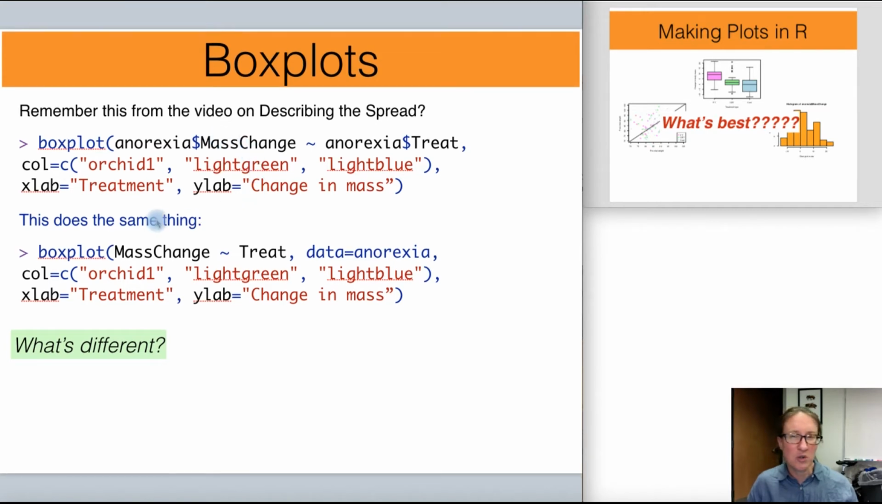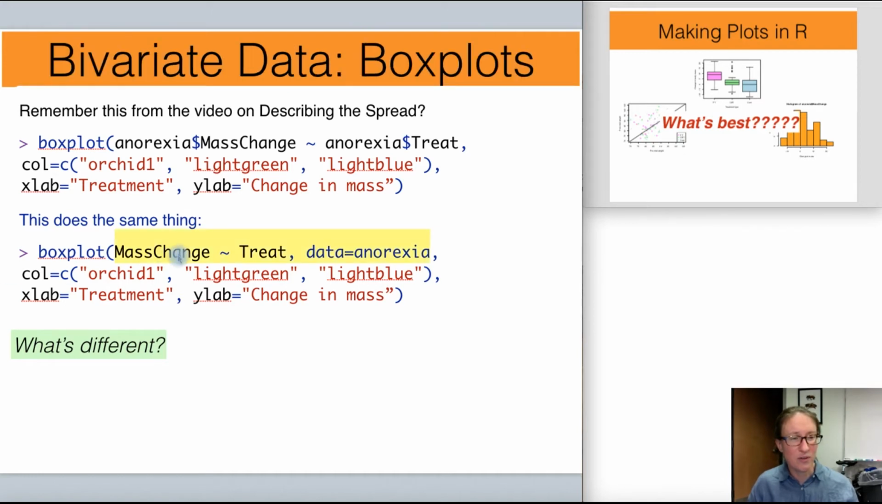And I'm going to show you another argument that does the same thing as this top argument. So that's illustrated right here. So what's different between these? Just take a moment and pause this and scrutinize it closely to see what's different. Okay, and so hopefully you noticed that this top portion of the argument in the boxplot function is different. So what's happened here is I'm now just referring to mass change and treatment directly, and I've added another argument that says look for these in the anorexia data frame with this data equals anorexia argument.